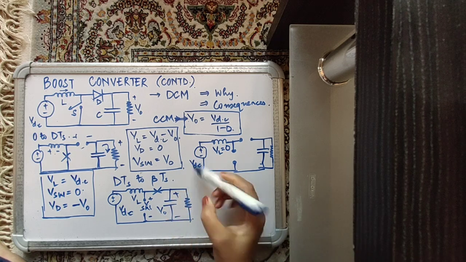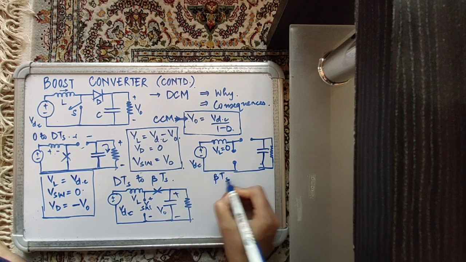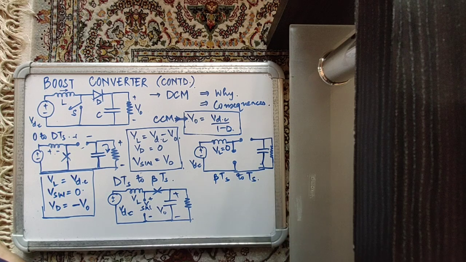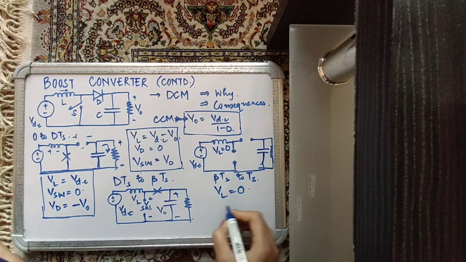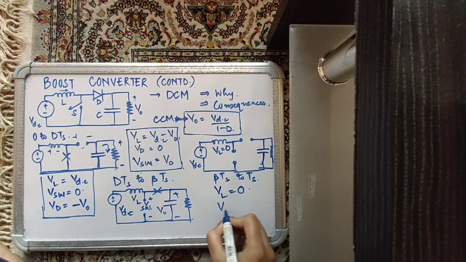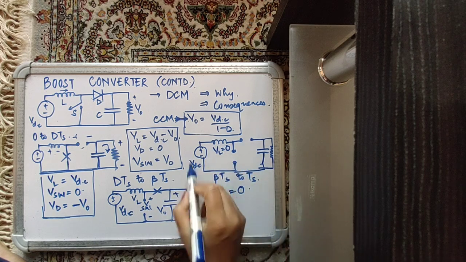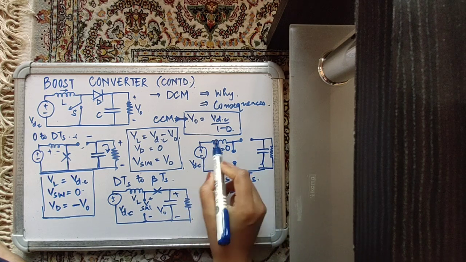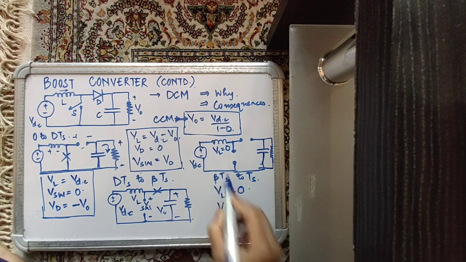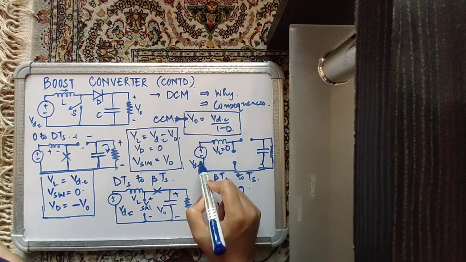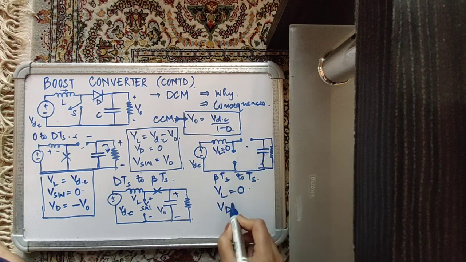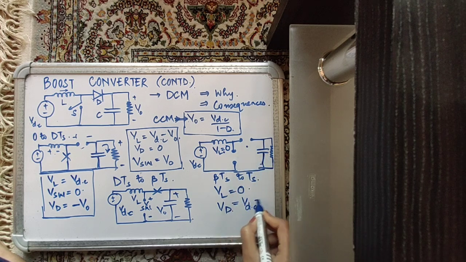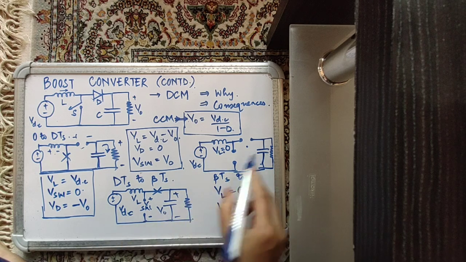Now if we analyze, this is beta Ts to Ts. So if we analyze for these parameters, we have voltage across the inductor is 0, and we have voltage across the diode. Let's see what voltage across the diode is. If we apply KVL over here, VDC is equal to 0 plus voltage across diode plus V0. So voltage across diode is VDC minus V0 in this interval.